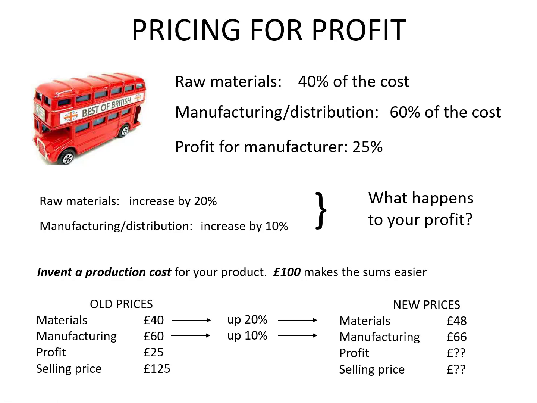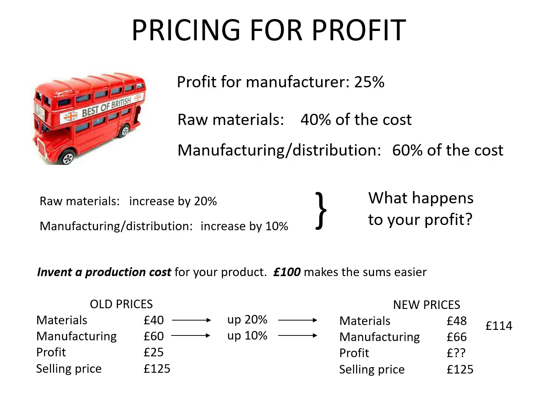Let's look at what's happened to the manufacturing cost. It's now up to £114. Now, I suppose what we could do is say the selling price is going to stay the same. So our profit is the difference between £125 and £114, which is just £11. Our profit is significantly less than it was, 9.6%.